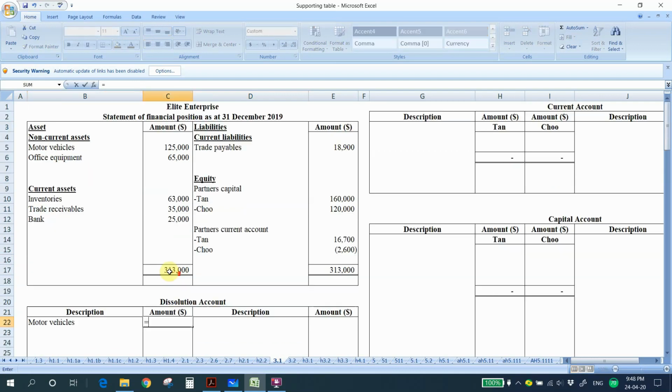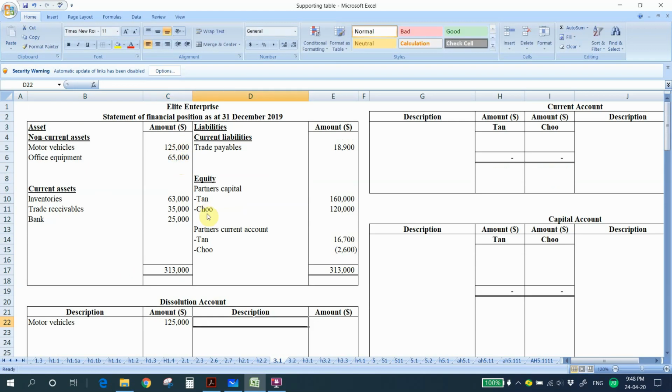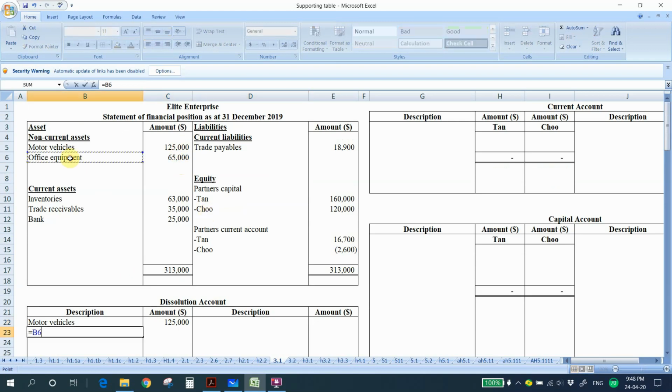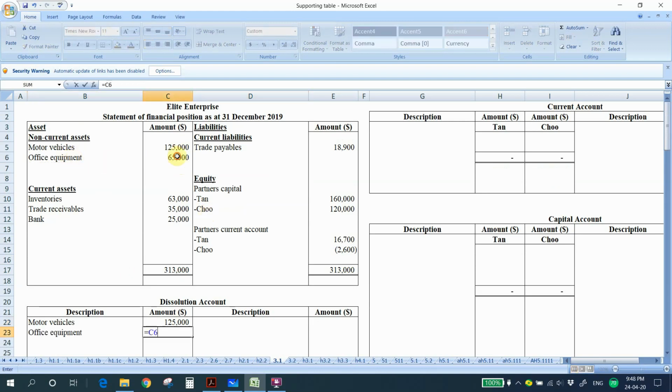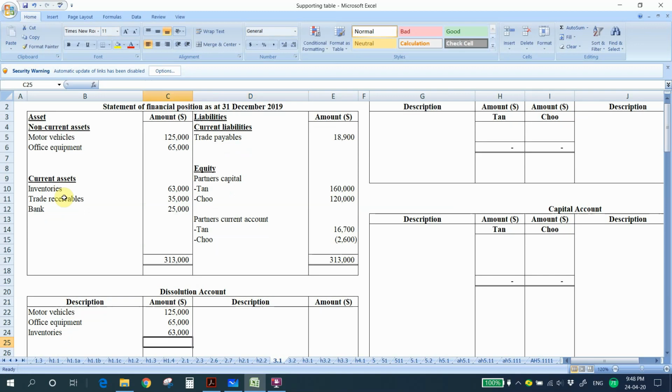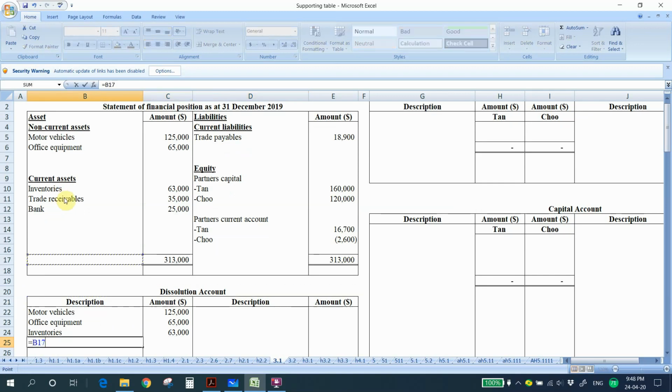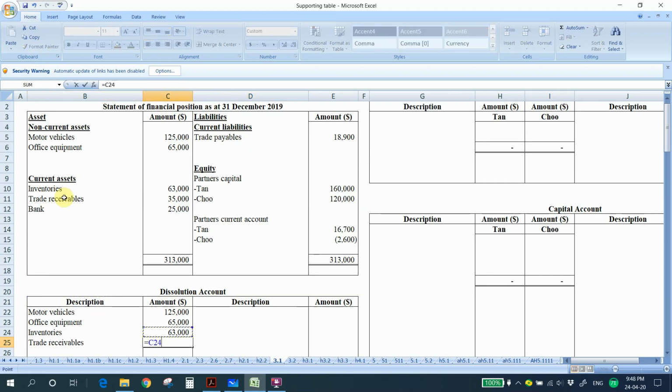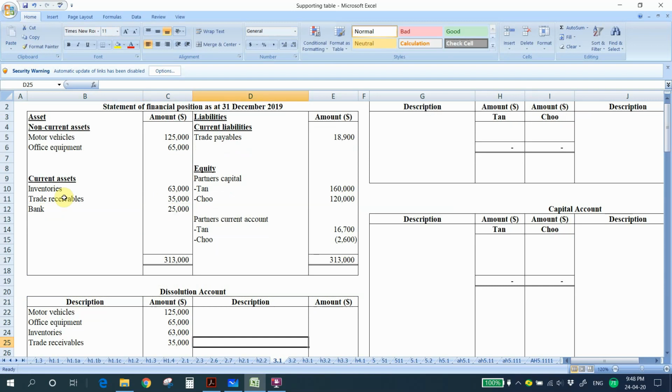For motor vehicles, the value is 125k. Office equipment 65k. And for the inventory 63,000. And for the trade receivables 35,000. Please take note that the bank account is not required to be transferred to the dissolution account. Bank account or cash account is not required to be transferred to the dissolution account.